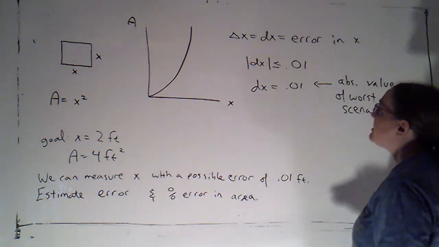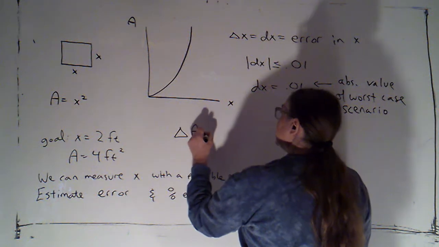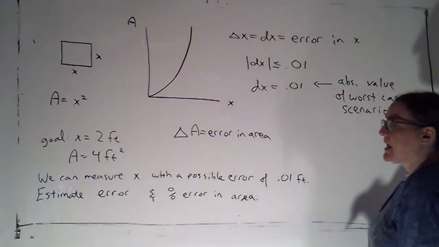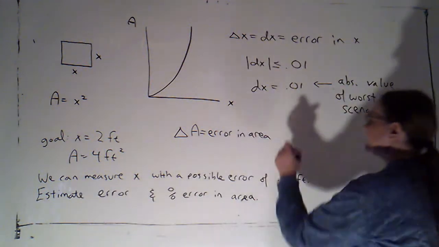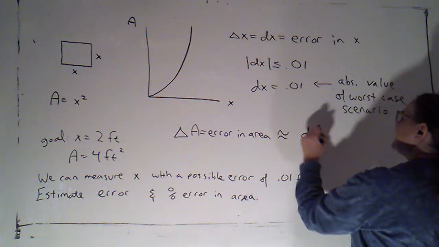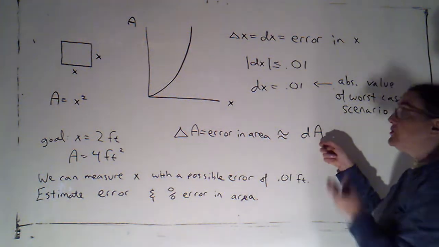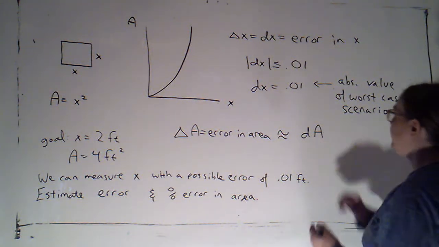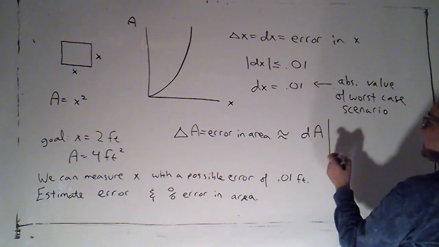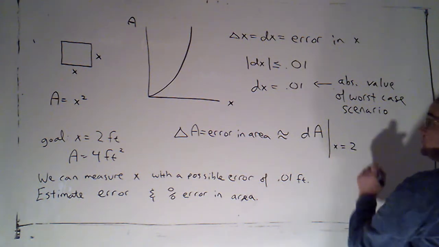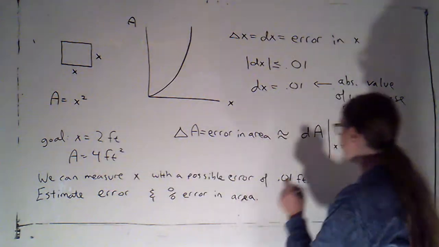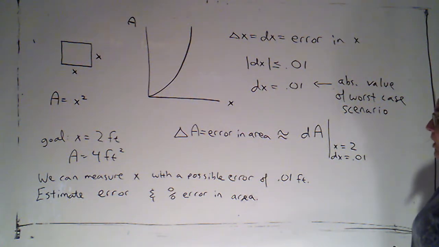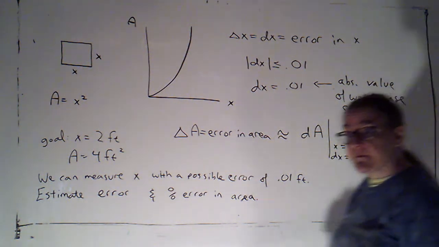So delta A is the error in the area. I'm asking you just to estimate that, so we can estimate that with dA, with that differential. So you're basically going to be finding the differential for this function. And of course, you're going to be finding that at the moment where x is 2, the targeted value that we wanted for x, and dx is 0.01. Okay, excellent. So that's the amount of error.